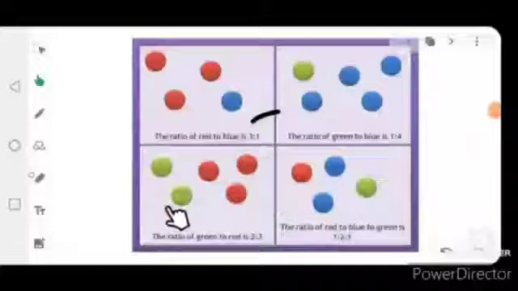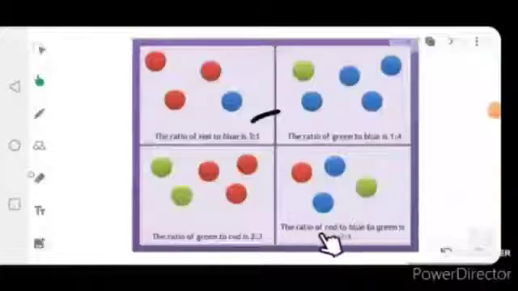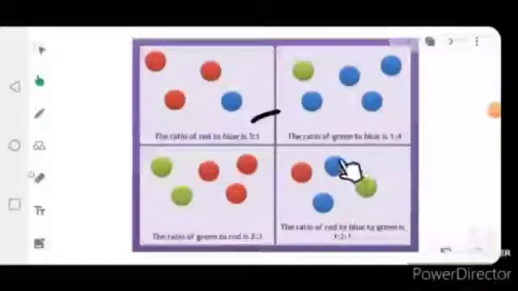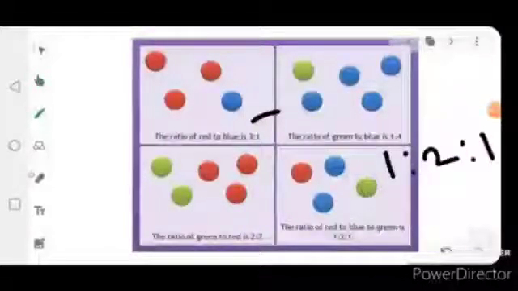The next one, in this last box, there are three colors: red, blue and green. So the ratio of red to blue to green is 1:2:1. Okay, so students, I hope you will understand today's topic.